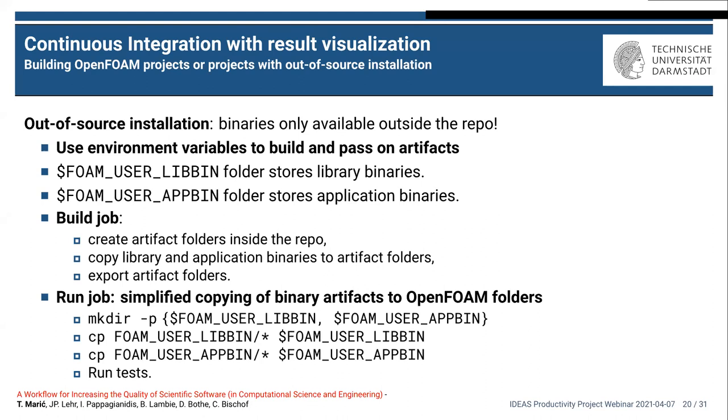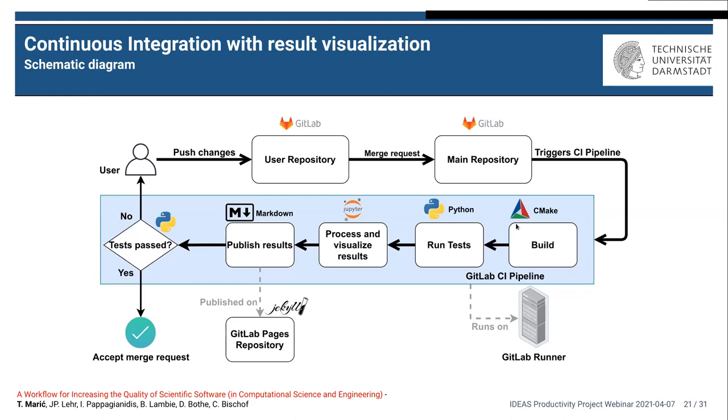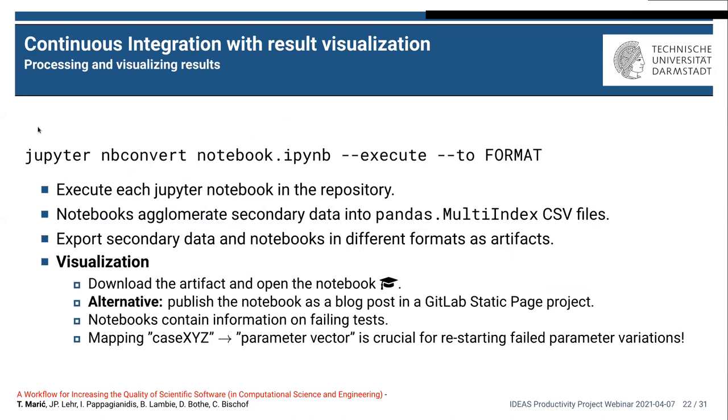And now we are basically here. We built everything and executed the tests. Now we want to process and visualize results, and how do we do that? The Jupyter notebooks that I mentioned on the previous slide are in our repository. We can find them all and run them, and as we run them in batch mode, we convert them to different formats. These notebooks agglomerate secondary data, the diagrams and tables, into pandas multi-index CSV files, which are exported as artifacts and can then be viewed, downloaded, and examined.